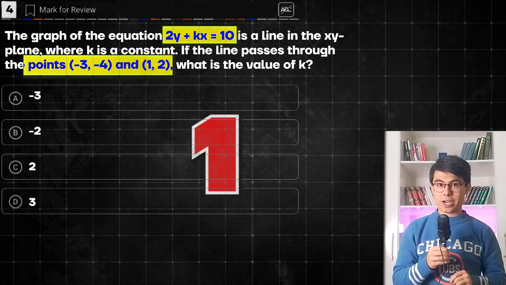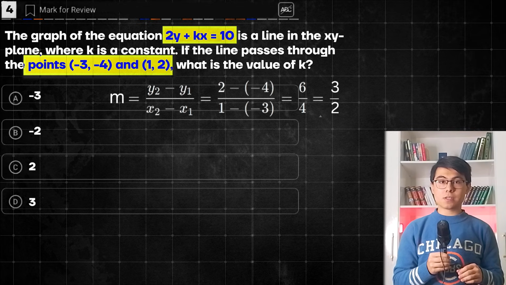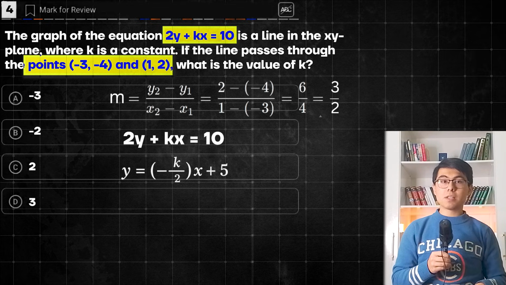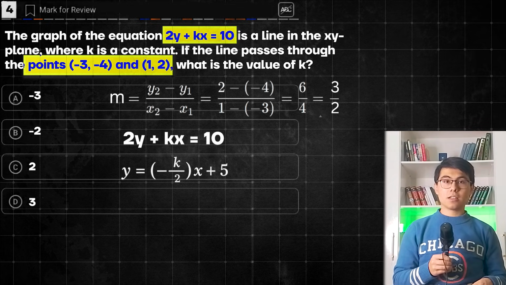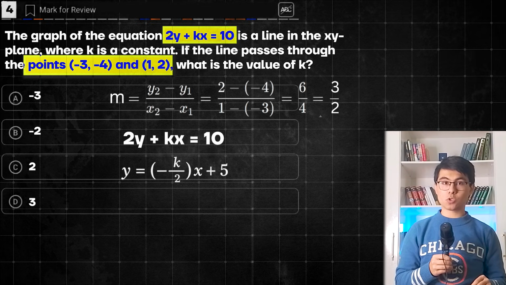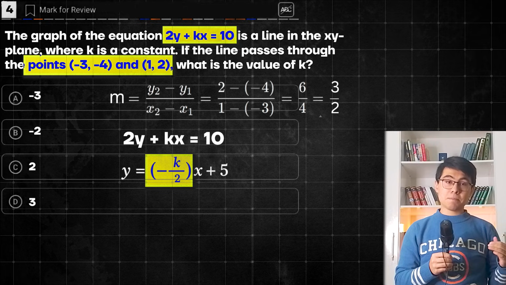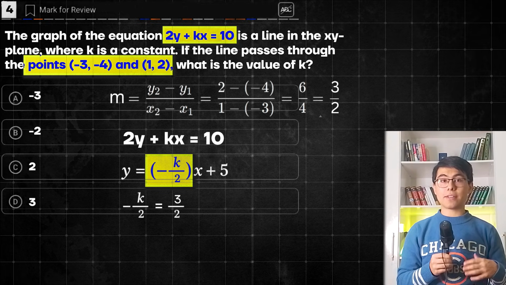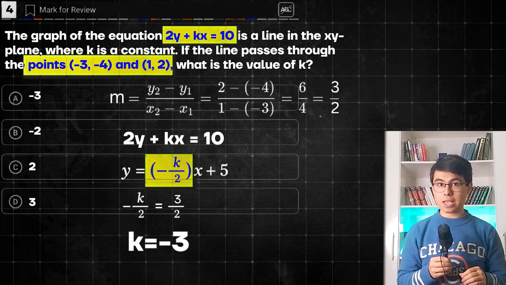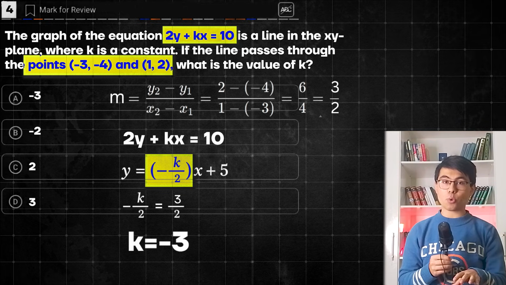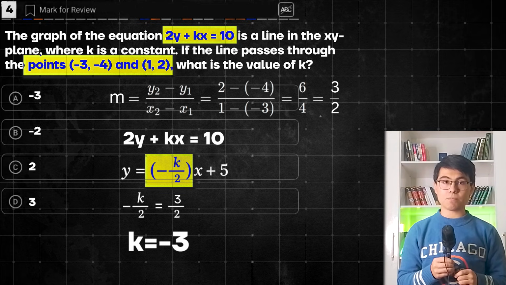3, 2, 1. First, calculate the slope from the points (-3, -4) and (1, 2). So now let's convert the equation to slope form. So 2y plus 3kx equals 10. From here, y equals -k/2 x plus 5. So the slope here is negative k over 2. And that's where SAT logic happens. So let's set negative k over 2 equal to 3 over 2. And from here we get k equals negative 3. And there it is. The only value of k that makes this line pass through both points is k equals negative 3.